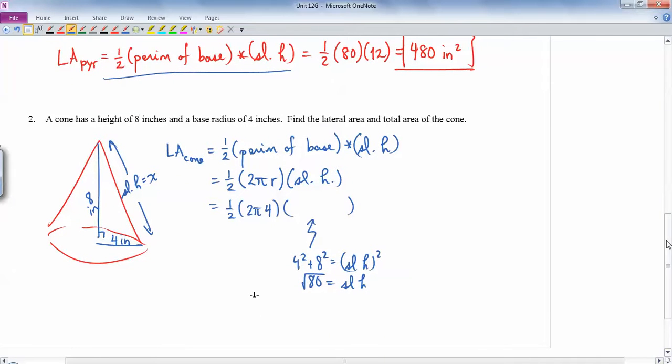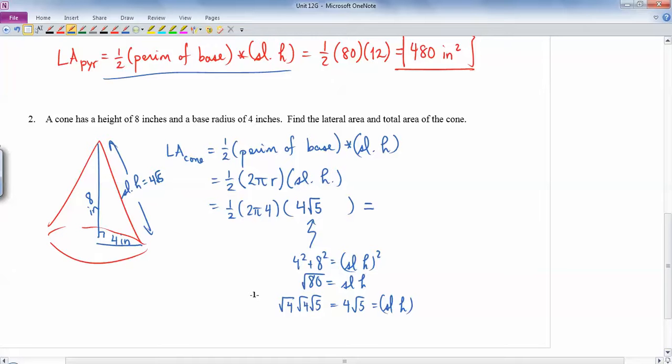If you wanted to simplify it, let's see. Root 80 is root 4 times 20. Root 20 is root 4 times root 5. So this will turn into 4 root 5 for the slant height. Well, I guess I didn't really need to call it x. I just called it slant height the whole time. So this is 4 root 5. Okay, so then we plug that in right here, 4 root 5.